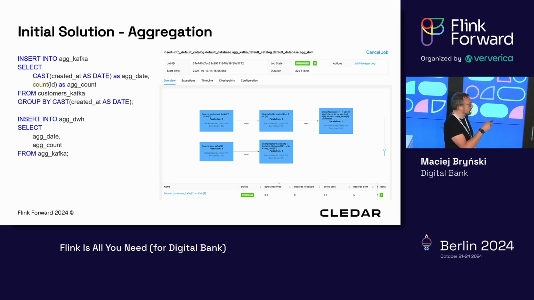And the final solution for aggregation is that we're using two SQL statements. One is aggregation. You can see that we are casting timestamp as date and counting ID. And this gives us the aggregated number of customers per date. And we're inserting data from Kafka to the data warehouse. And this gives us the jobs on the right.